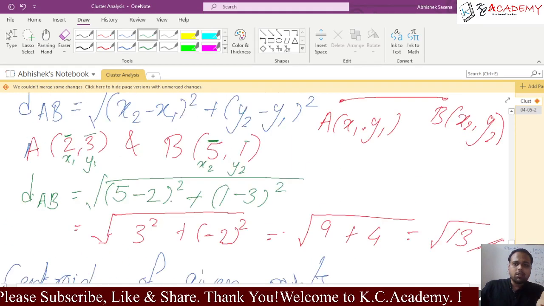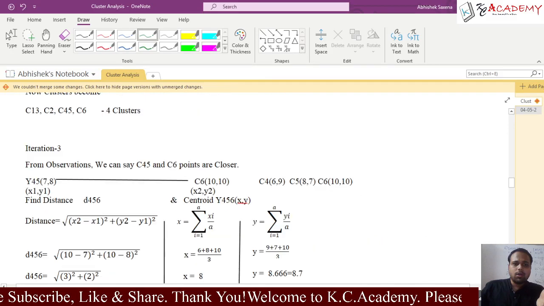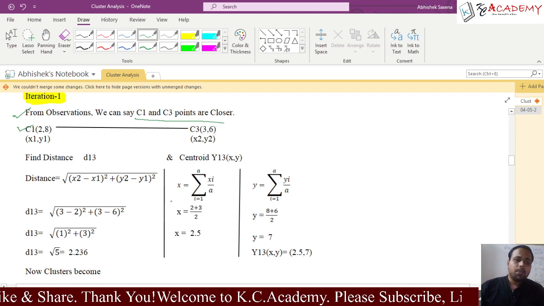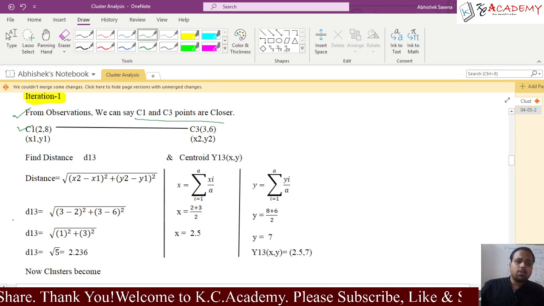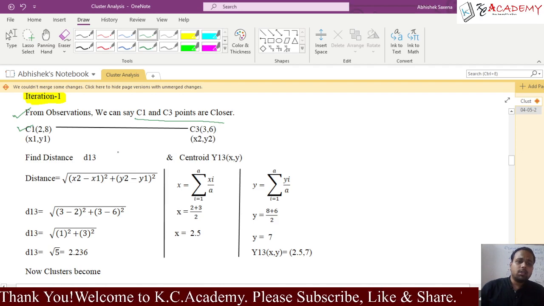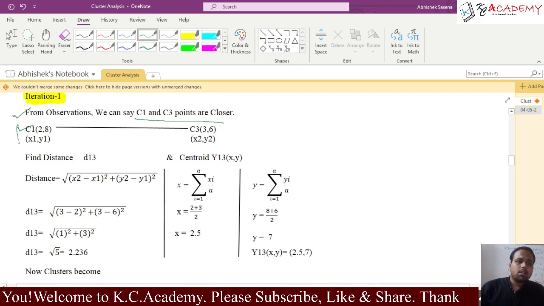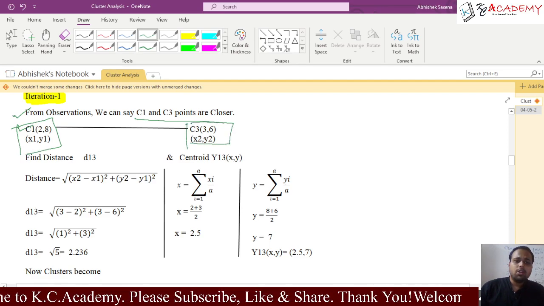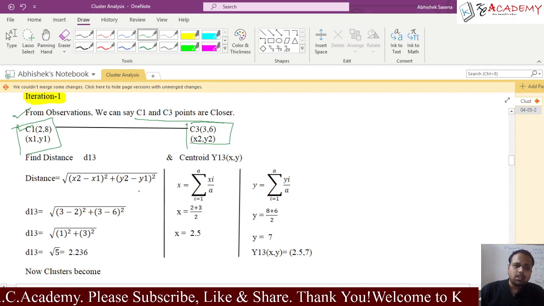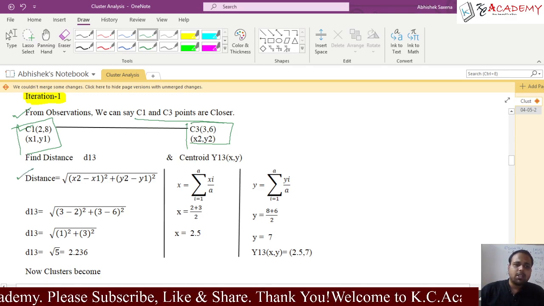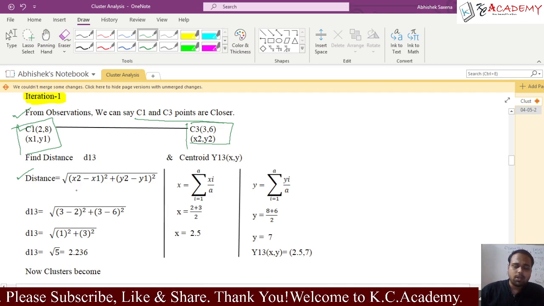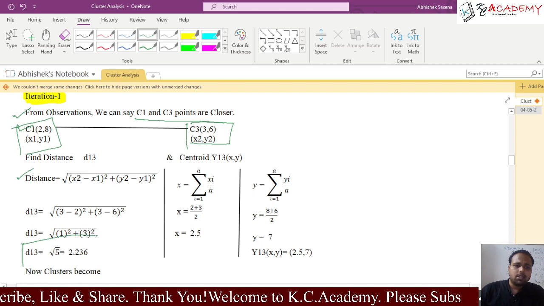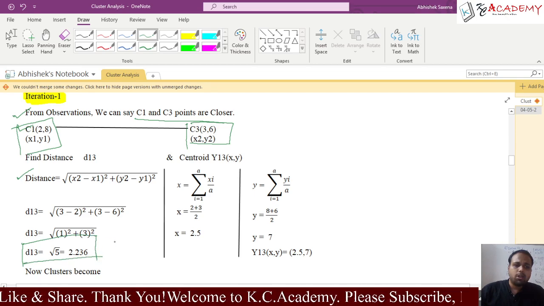So I will come back to the question of how to solve the iterations. In iteration 1 we have to combine the points C1 and C3. C1 and C3 are 2 points, and their coordinates we know. We have to find the distance. You know how to solve distance, so this is the distance formula: square root of x2 minus x1 whole square plus y2 minus y1 whole square. So you'll get the distance, this is the first data we obtained: d13 is 2.236.